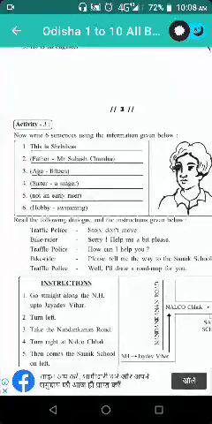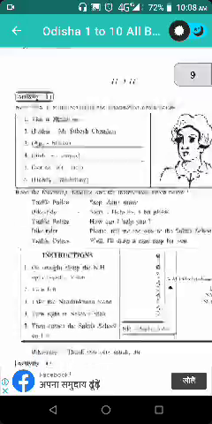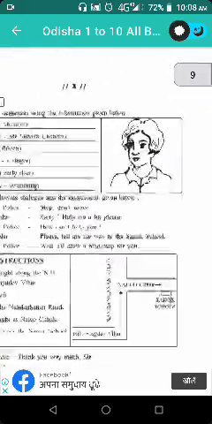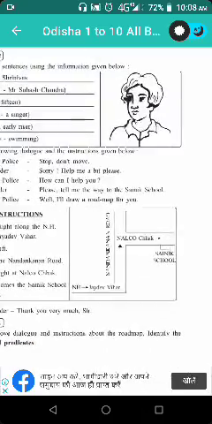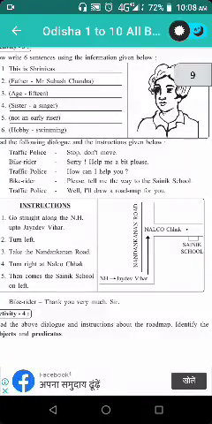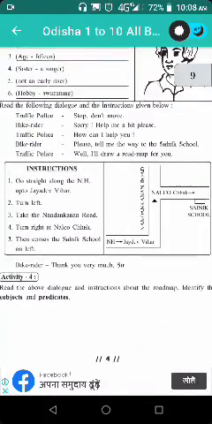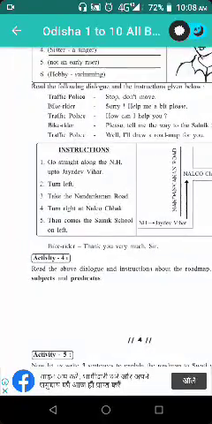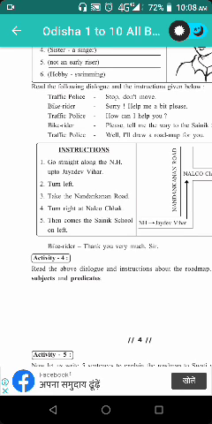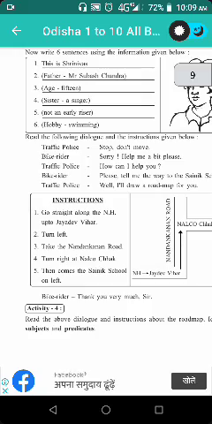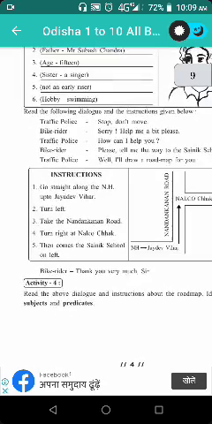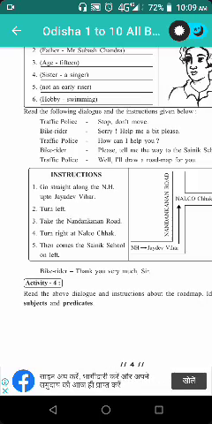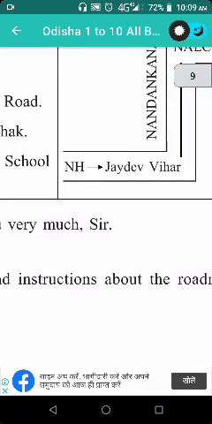Then, according to our instruction, look at a roadmap. According to our roadmap, you complete activity 4. In our activity 4, read the above dialogue and instruction about the roadmap. Identify the subjects and predicates. Here, we identify the subjects and predicates. Subject.